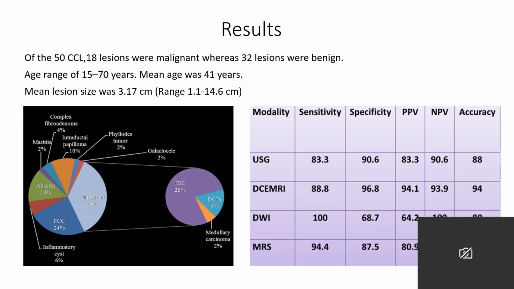Out of 50 complex cystic lesions, 18 lesions were malignant, whereas 32 were benign. Age range varied from 15 to 70 years. Mean lesion size was 3.17 centimeters. 36% of the lesions were malignant. Rest of them included fibrocystic changes, which is 24%, and abscess were 14%. Rest as shown below. Out of various modalities, diffusion showed 100% sensitivity, and dynamic contrast enhanced MRI showed 94% accuracy rate.